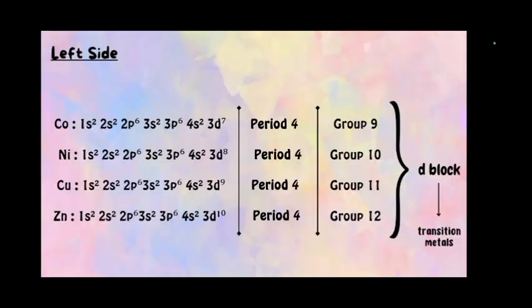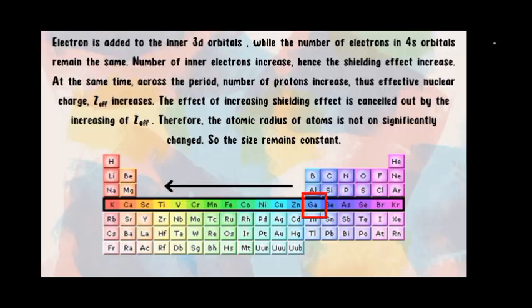On the left side of gallium, we have cobalt, nickel, copper, and zinc. As we can see, they are located in the d block, which are transition metals. When electrons are added to the inner 3d orbitals, the number of electrons in the 4s orbital remains the same. Since the number of inner electrons increases, the shielding effect also increases. However, at the same time, across the period, the number of protons also increases, thus effective nuclear charge also increases. The effect of increasing shielding effect is cancelled out by the increasing effective nuclear charge. Therefore, the atomic radius of the atoms is not significantly changed, so the size remains constant.